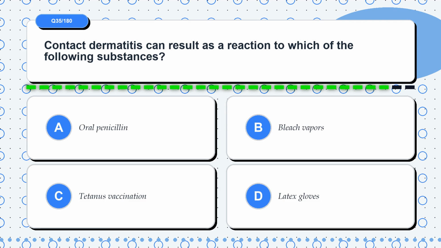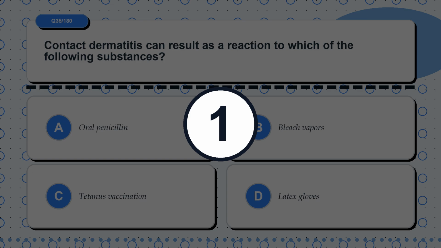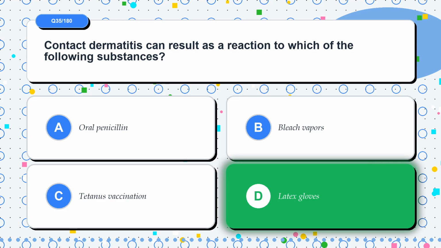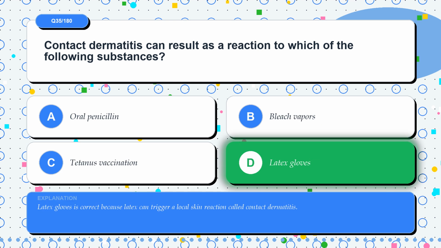Question 35. Contact dermatitis can result as a reaction to which of the following substances? Here are the options. Option A, Oral penicillin. Option B, Leech vapors. Option C, Tetanus vaccination. Option D, Latex gloves. The correct answer is option D. Latex gloves. Latex gloves is correct because latex can trigger a local skin reaction called contact dermatitis.